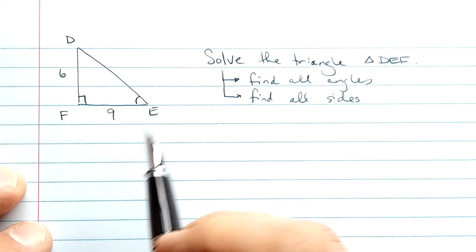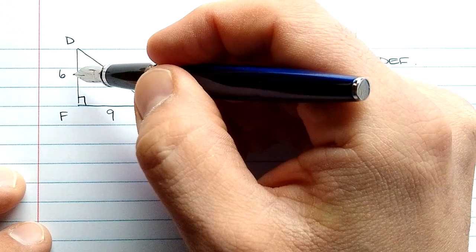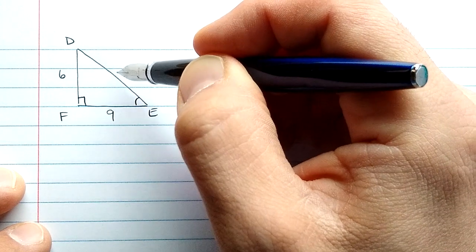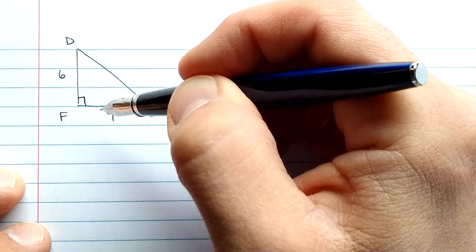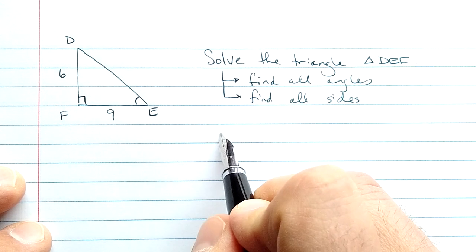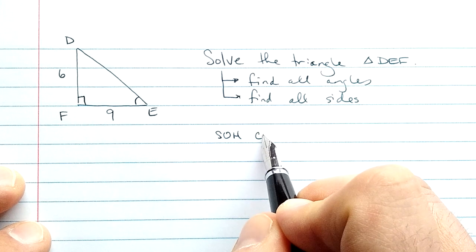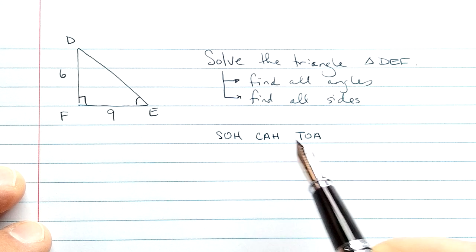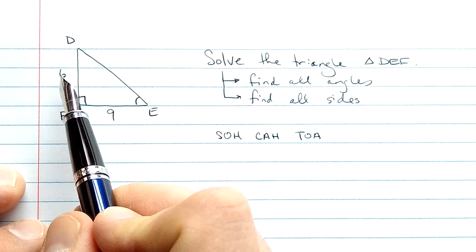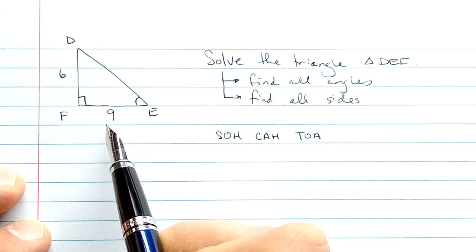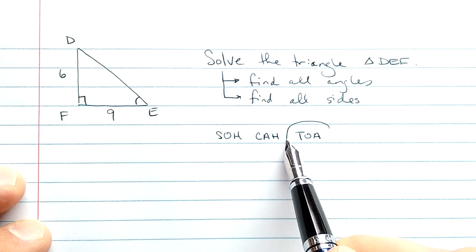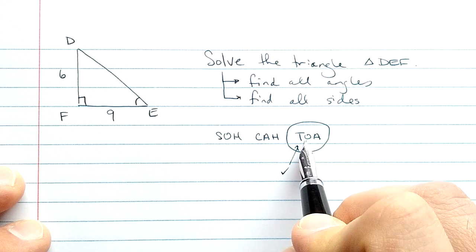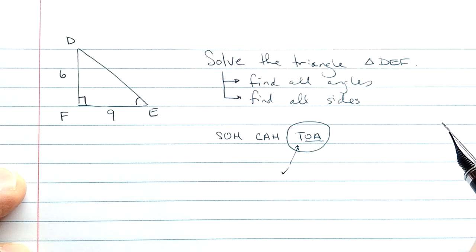So for angle E, what do I know? I know the opposite side length is 6, and this side length here, this is 9, the adjacent side length. The hypotenuse is this longer side over here. So I know the opposite and the adjacent side lengths. Let me just write down my memory aid again. So I want the ratio that uses the opposite side length and the adjacent side length, O and A, in my memory aid, which is right here. So I'm going to be using the tan ratio because I know these 2 values already.